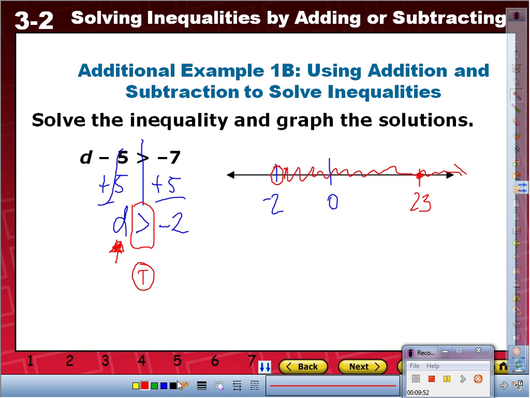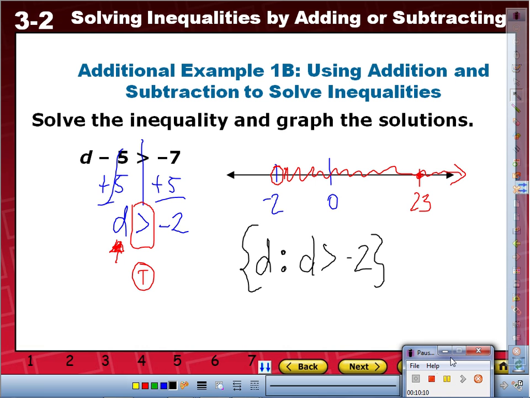In my solution set, let's see. Solution set is all variables d such that d is greater than negative 2. Okay? Hands up if you got that? Okay, good. All right, copy this next one down, please.